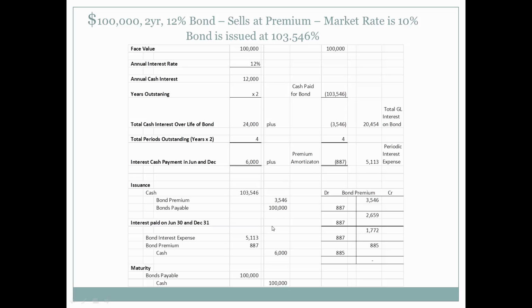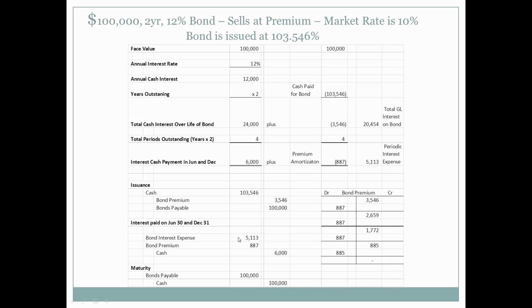So let's look at that. Let's build this journal entry based upon what we know. We know that we're going to pay out cash of $6,000 associated with the life of the bond. Now, the bondholders don't care about the internal mechanism of the company to recognize what's the bond interest expense and what's the amortization of the premium. All they care about is the fact that they're going to get $6,000 in June and $6,000 in December.